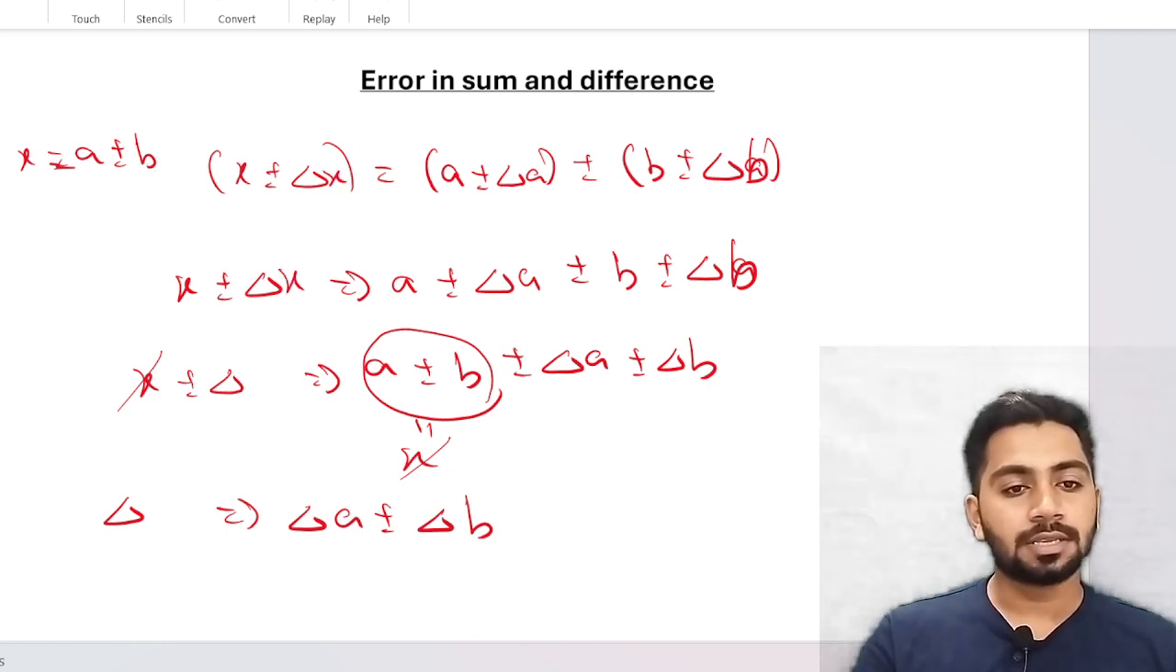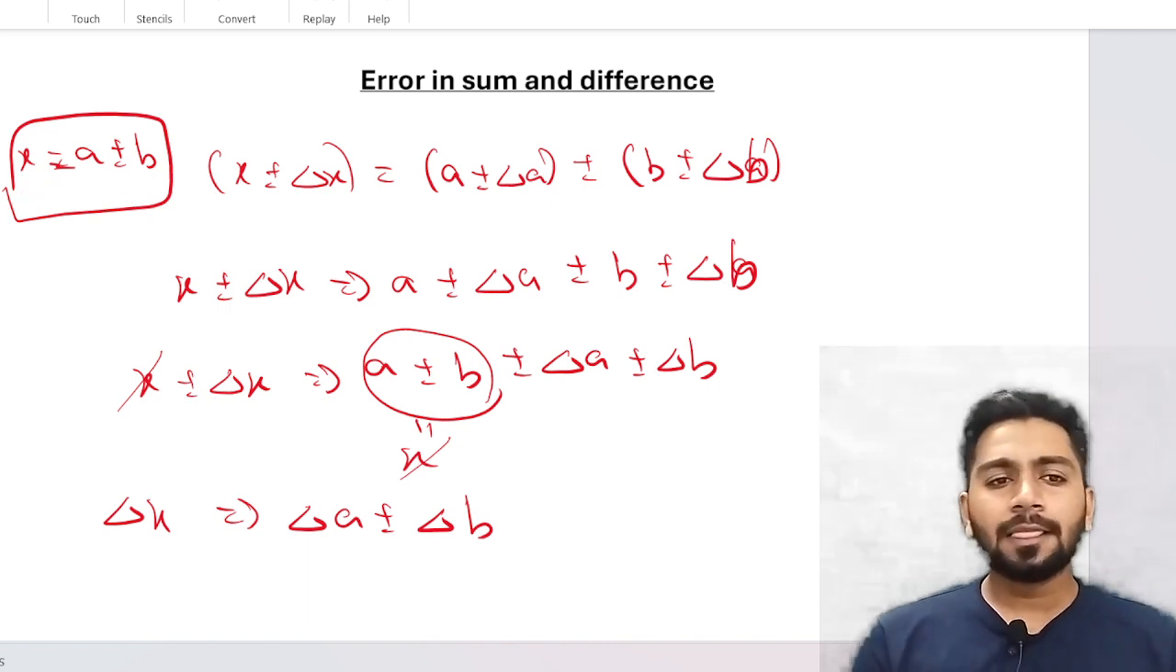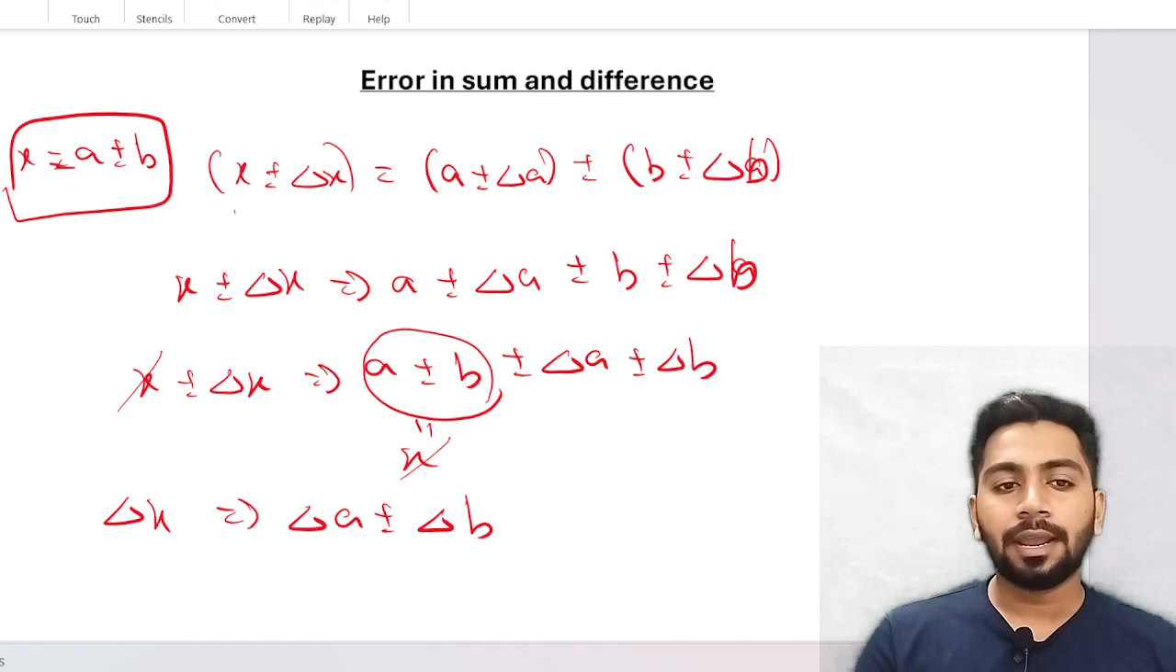This is error of x. Sorry, man, this is error of x. Just simple. This was addition and subtraction. This is the general formula: x is equal to a plus or minus b. Now for that I have added error. For x I have added error, for a I have added error, for b I have added error.